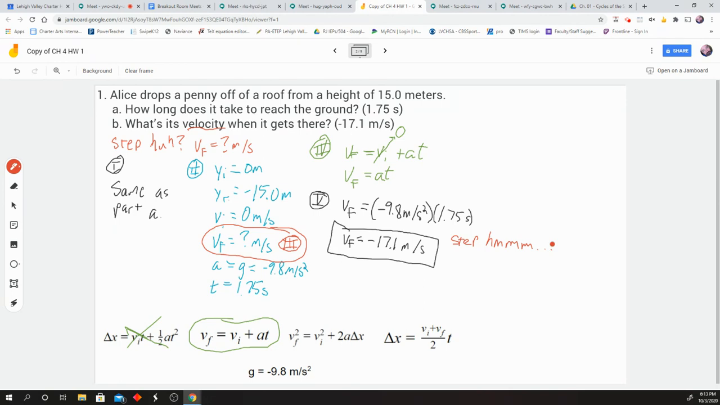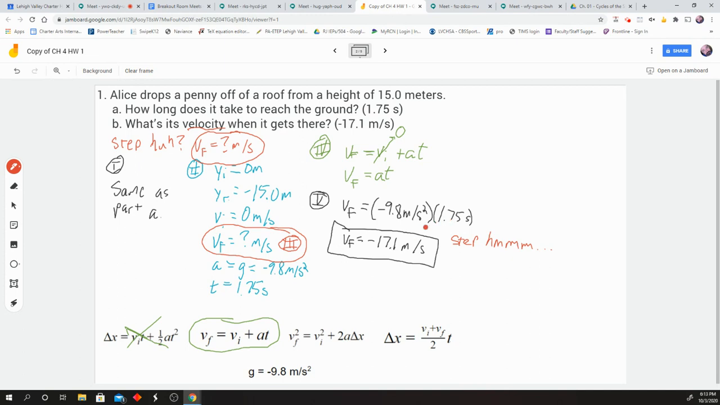Okay, anyhow. Step 6, think about your answer. Does it make sense? Well, first, did we solve for the right thing? So go back to step 3, we were looking for V final in units of meters per second. That's what we have. V final, meters per second. So far, so good. Does our answer make sense? It's negative.